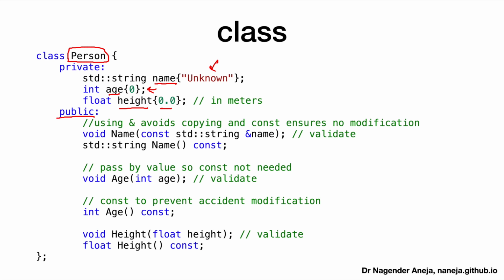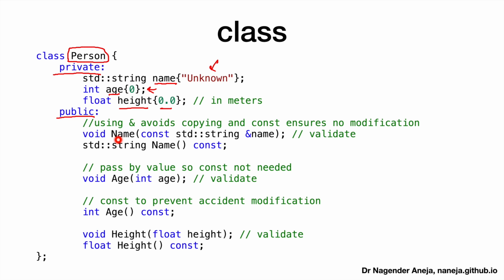Now we have a public section. Functions mostly will be public, and the data members are private; if you don't write private, then also it's private. Because name, age, and height are private, they can't be directly accessed. So we need to have an accessor and a mutator.